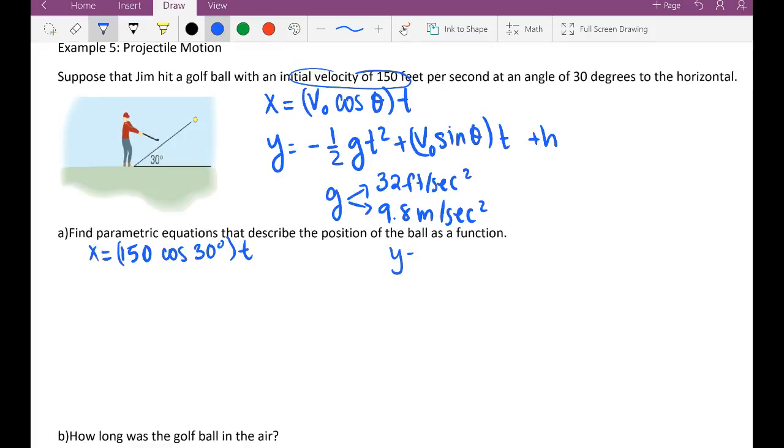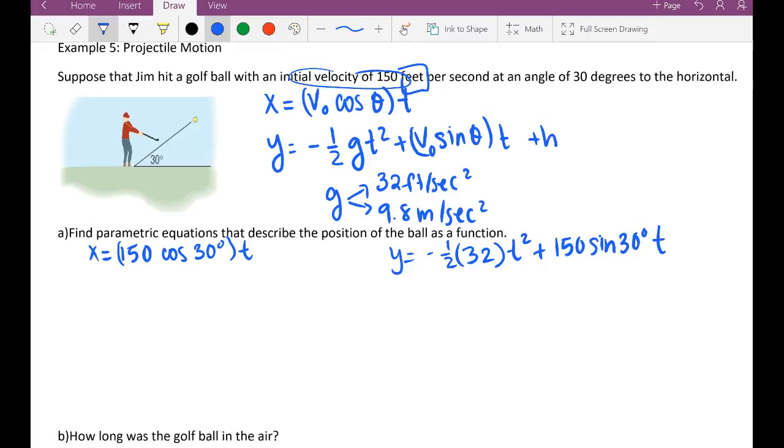And we have y equals negative 1/2 times your initial velocity, because we are in feet, I'm going to be using 32. And now we are going to multiply to t squared plus our initial velocity is 150 times sine. Our angle is 30 degrees. And then all of that's times t.